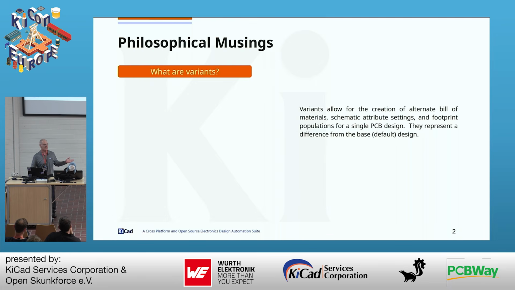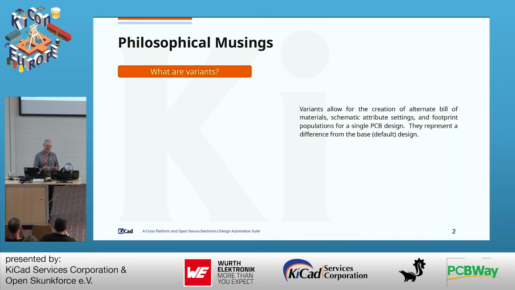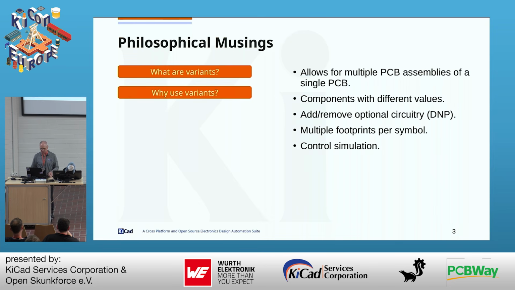So, what's a variant? A variant is pretty simple. It allows you to create an alternate bill of materials, a schematic, attributes, and footprint populations in a single PCB design. And they literally represent a difference between what you now know as the base schematic. What you're working with now in KiCad, you get one schematic. It is that one, right? So you'll be able to create diffs against that schematic, and you'll be able to create multiple diffs.